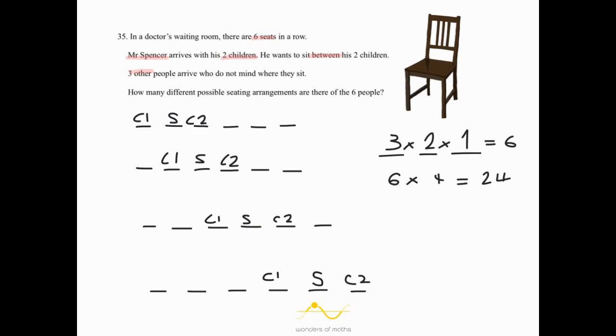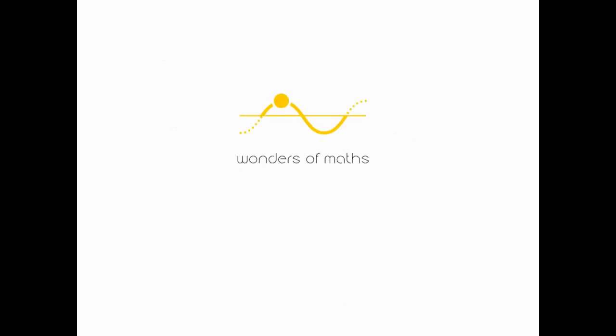But remember, we could have C1 on his right and C2 on his left, or the other way round. Now we have realised this, we need to multiply 24 by 2 to account for this arrangement. This gives us 48.